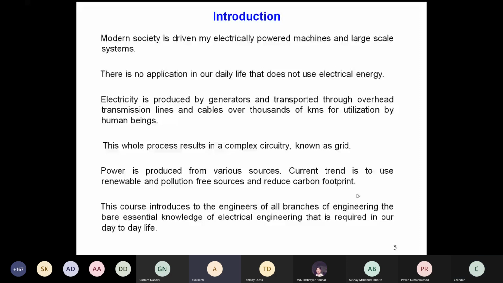So the current trend is to use these renewable and pollution-free sources. We'll introduce this in this class. These discussions were not there in the earlier syllabus. So we will do a little bit of discussion on these renewable and pollution-free sources. And the curriculum is made such that it is required for all branches of engineering to teach them the bare essential knowledge of electrical engineering that is basically required in our day-to-day life.